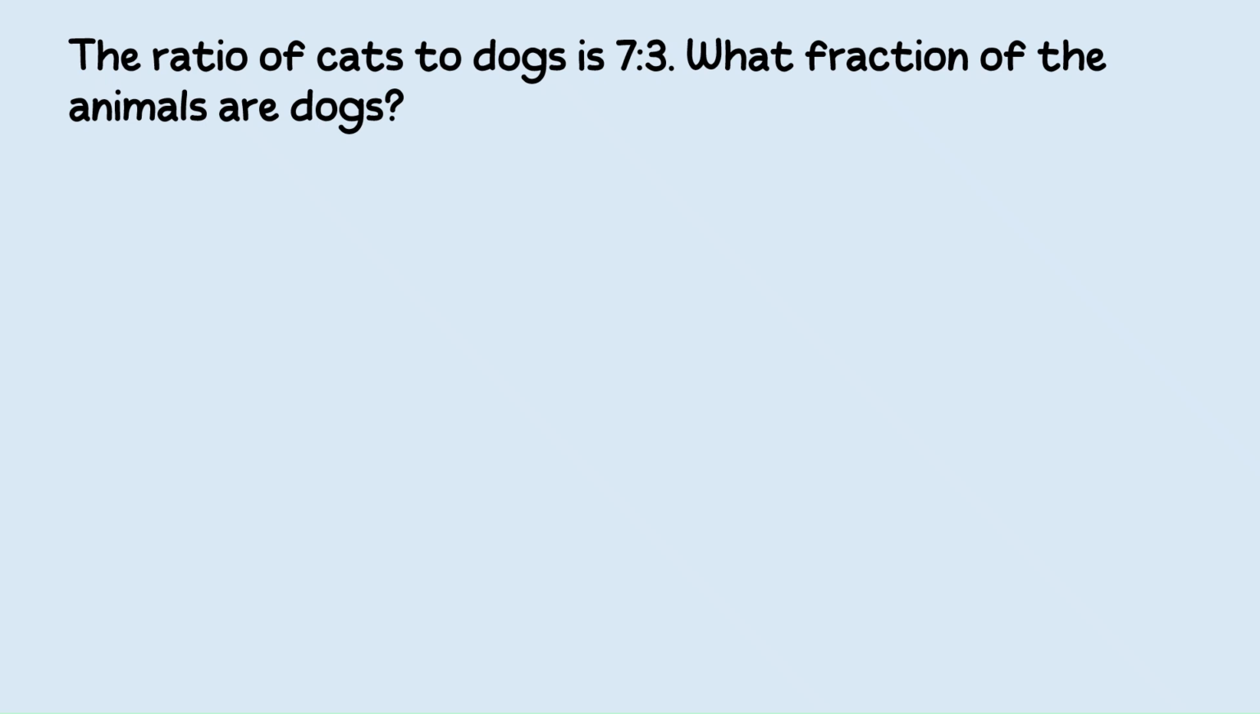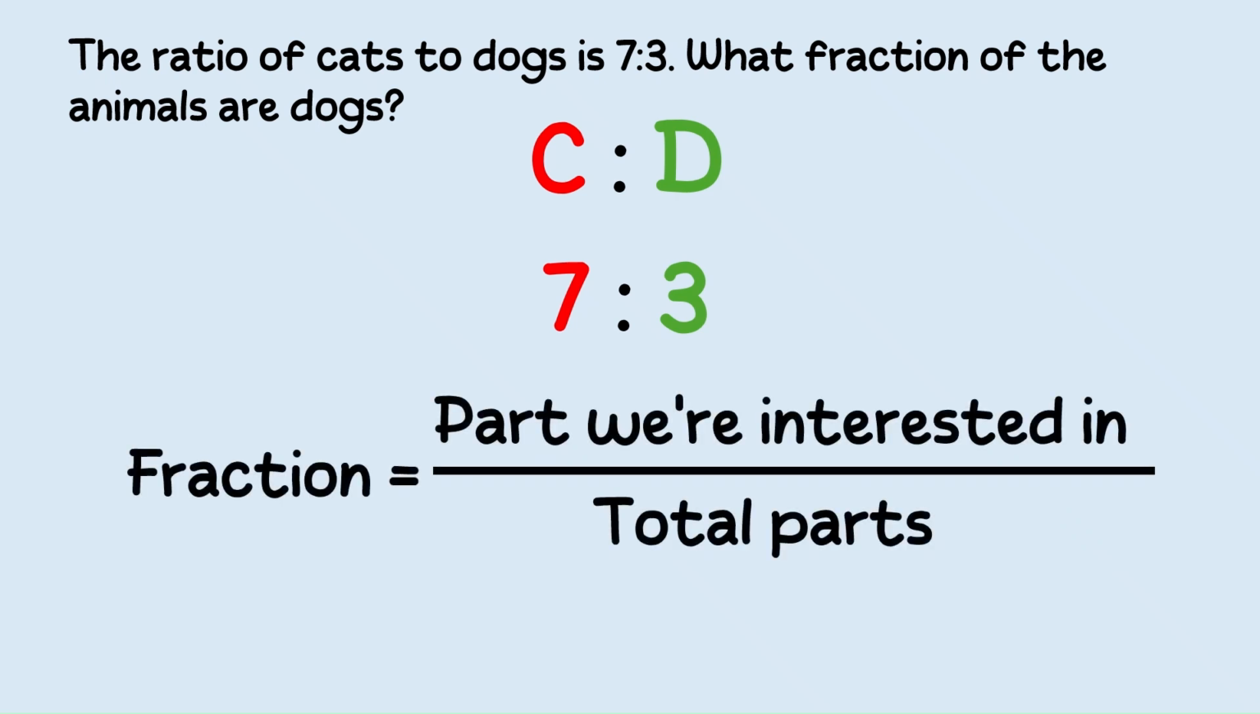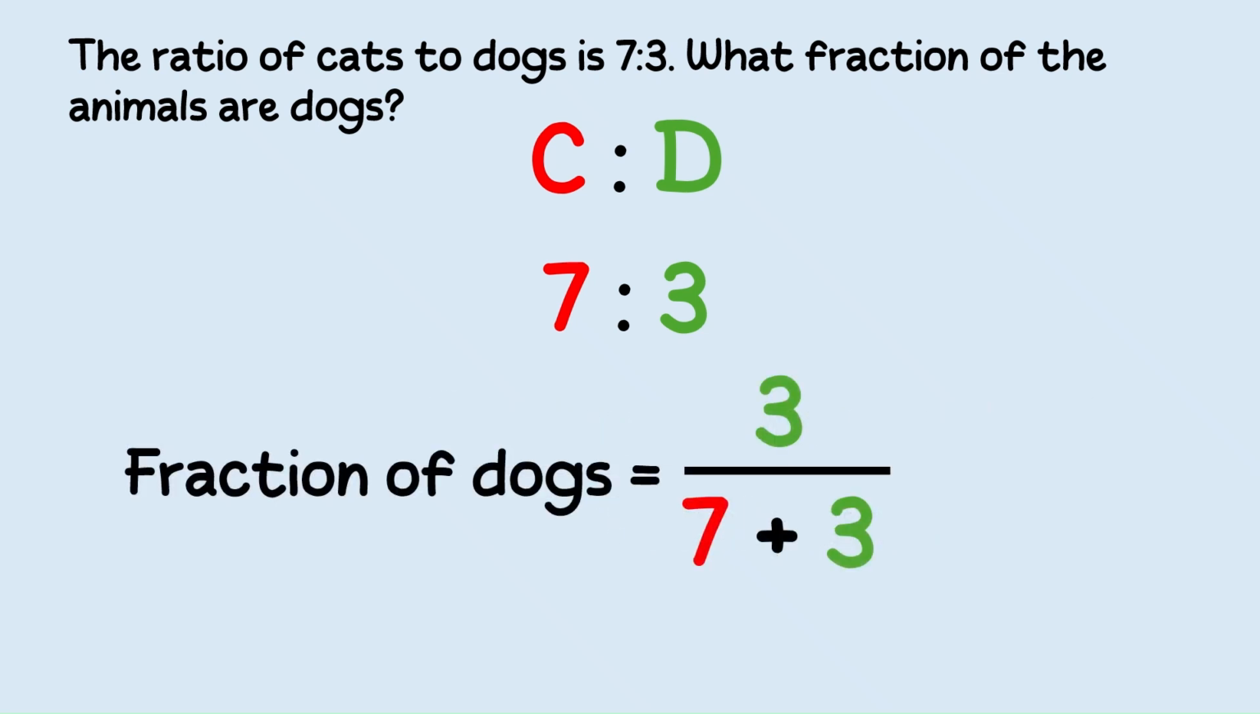In this second example, we are told that the ratio of cats to dogs is 7 to 3, and we're asked for the fraction of animals that are dogs. Again, we start by writing our ratio out, cats to dogs, which is 7 to 3. And again, we see that our fraction will be the part we are interested in over the total number of parts. So in this case, that will be 3 over 7 plus 3. This gives us a final answer of 3 over 10.